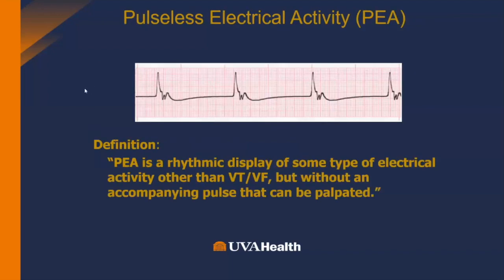PEA. So PEA is kind of interesting. Pulseless electrical activity, PEA, and asystole are both managed exactly the same, and that is that we want to focus on the H's and the T's. The difference is that PEA has some discernible, purposeful, organized electrical activity. It is not ventricular tachycardia or VFib, so it's not a shockable rhythm. And we do not palpate a pulse with it.